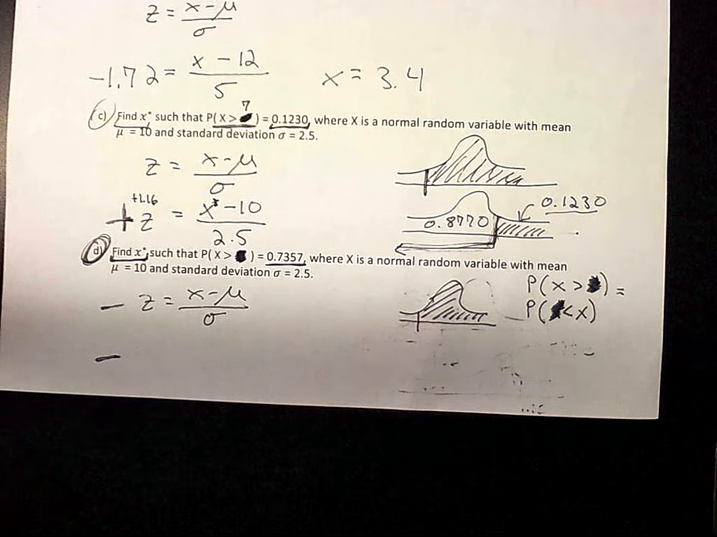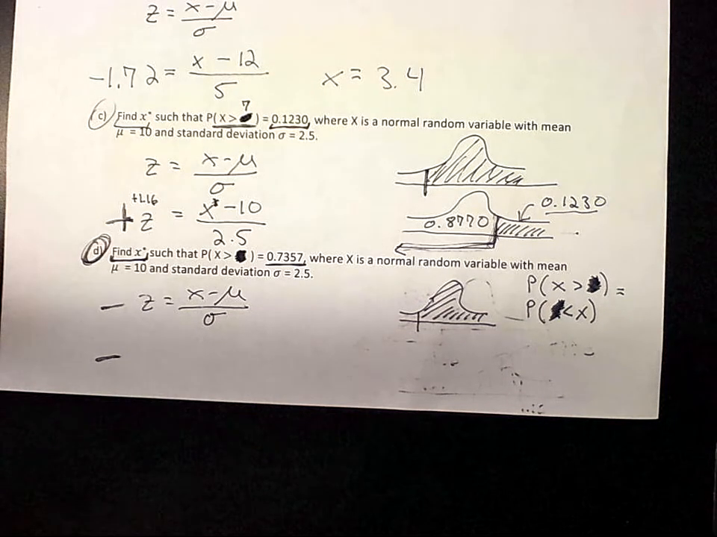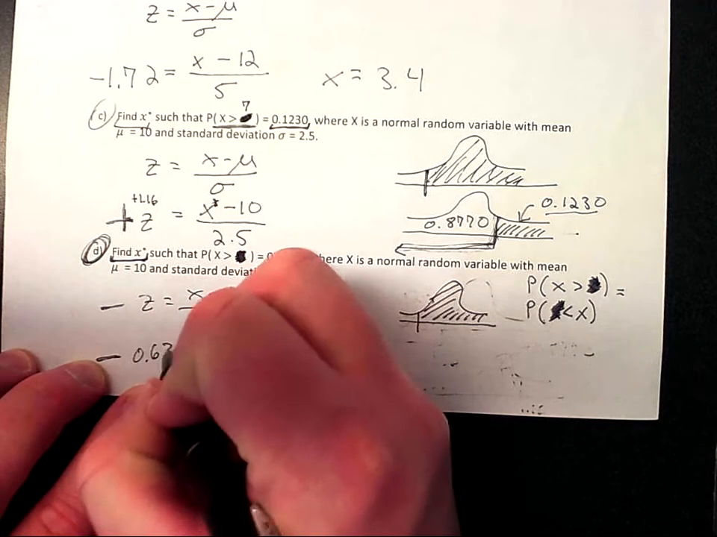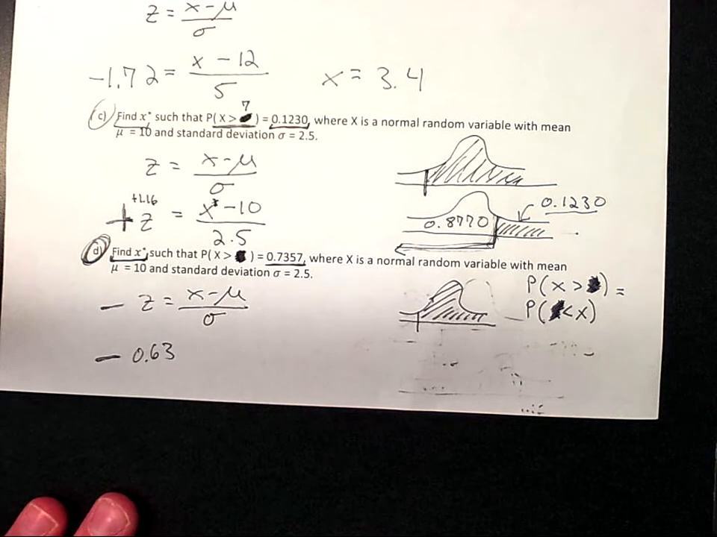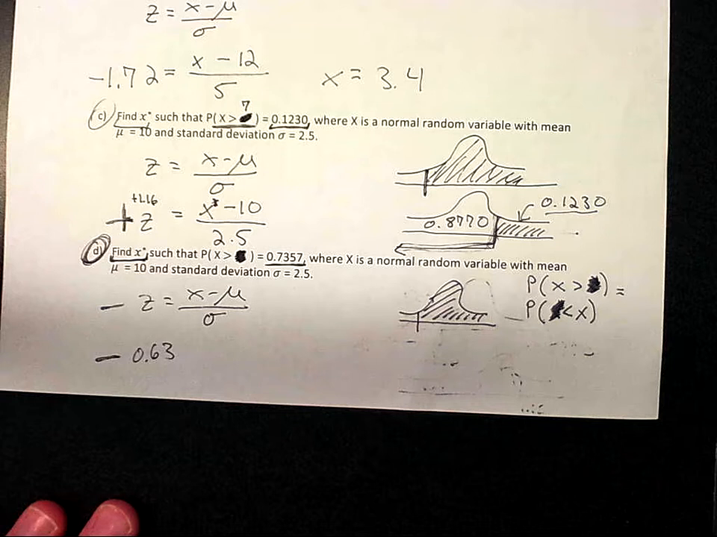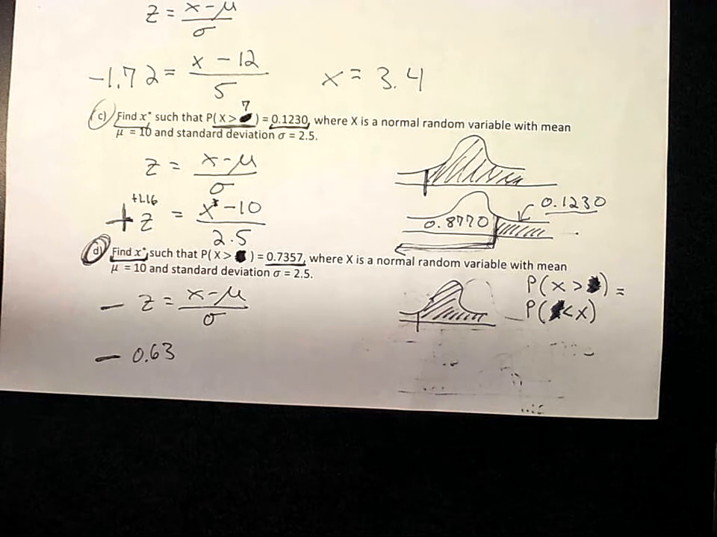All right. So now our next step is to do what? Go to the chart and go hunting for 0.7357. Right? So if we go to the chart and we go hunting for 0.7357, what z-value do you get? 0.63. Everybody good with finding 0.63? You go to a z-value of 0.63, you should find 0.7357. Right? Is everybody good with that?